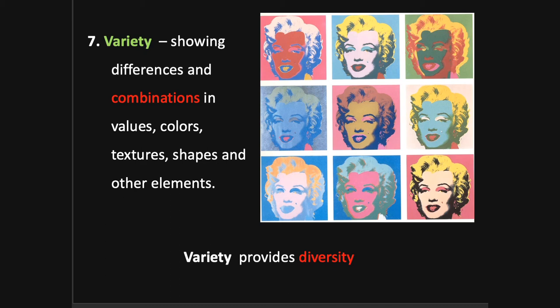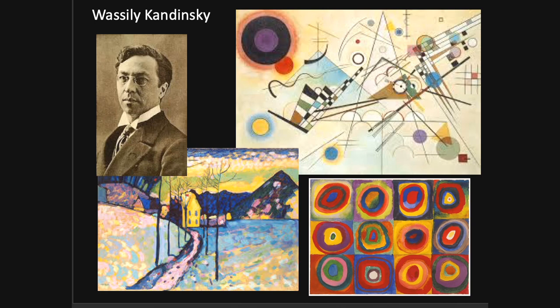Our 7th principle is variety. And variety is a fun one too, in my opinion. And that's just showing differences, combinations in colors and textures and shapes and values, and pretty much a variety of elements. So here we have a ton of ingredients working with this principle of design, this recipe, right? And it provides diversity. It creates something fun. Work that shows variety tends to be upbeat and exciting.